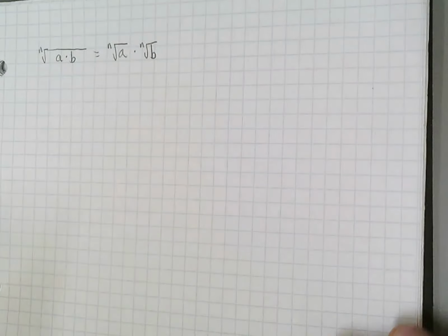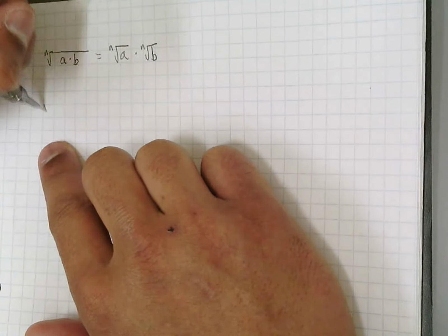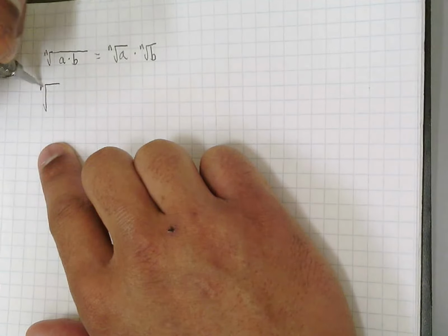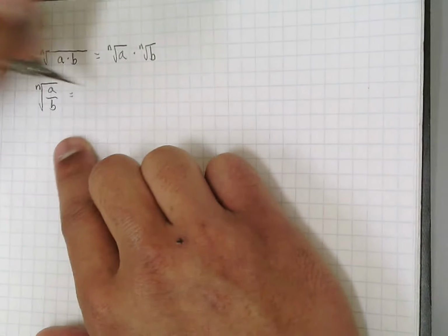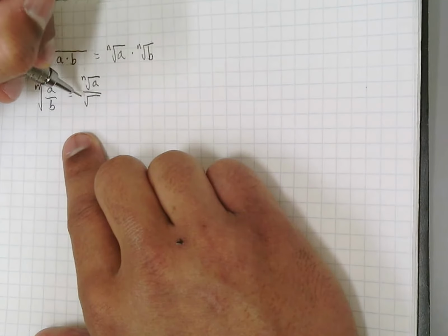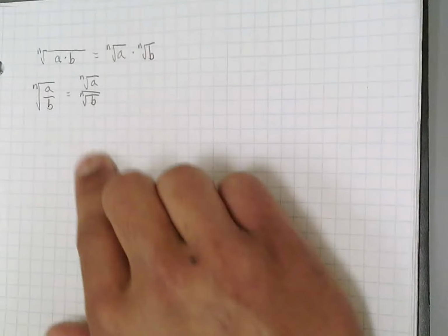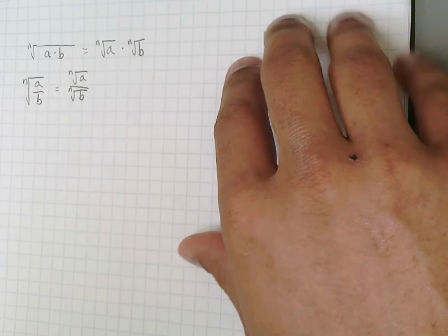Okay, a second property that we need to remember is if we have the nth root of some value a divided by b, well, we could write this as the nth root of a divided by the nth root of b. Okay, these two properties are properties of radicals.